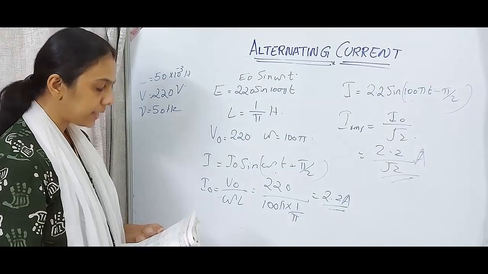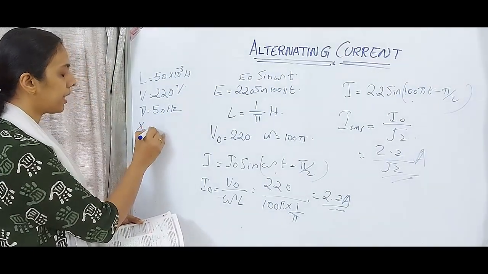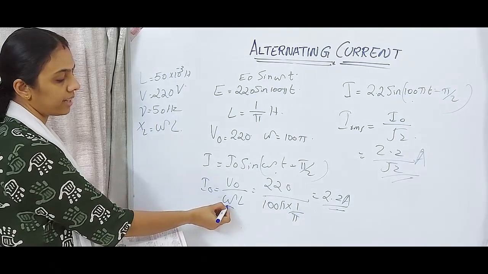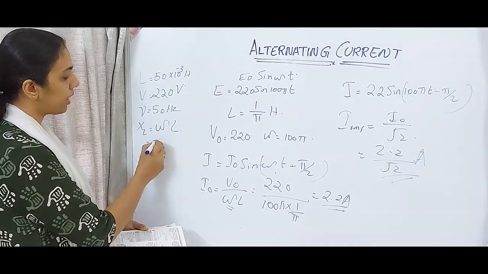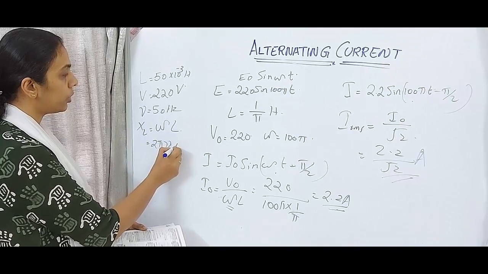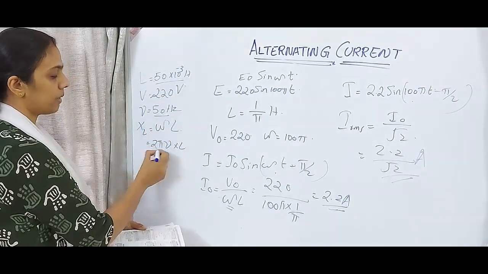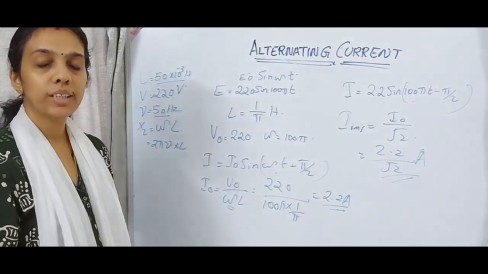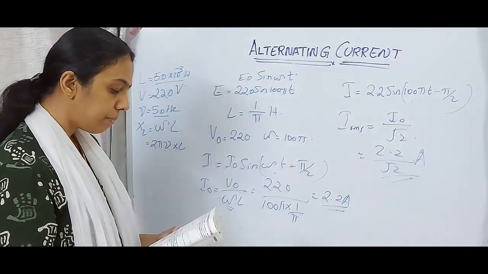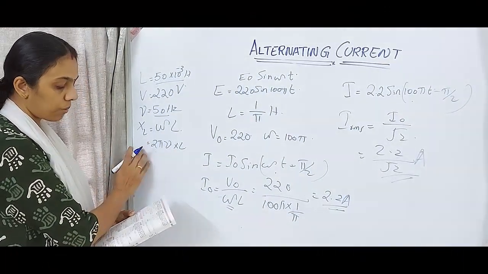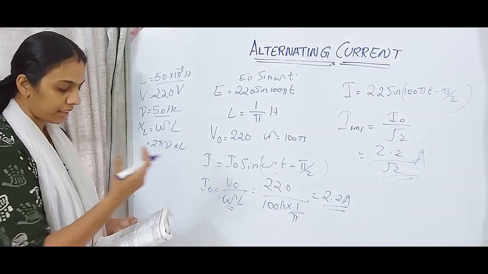Find the inductive reactance. Inductive reactance means XL, that is equal to omega L. How can we find omega? It is 2 pi nu. The nu value is given, the L value is given. 2 pi into nu into L you can find out. And the impedance: impedance means you should find the total resistance. What will be the total resistance?